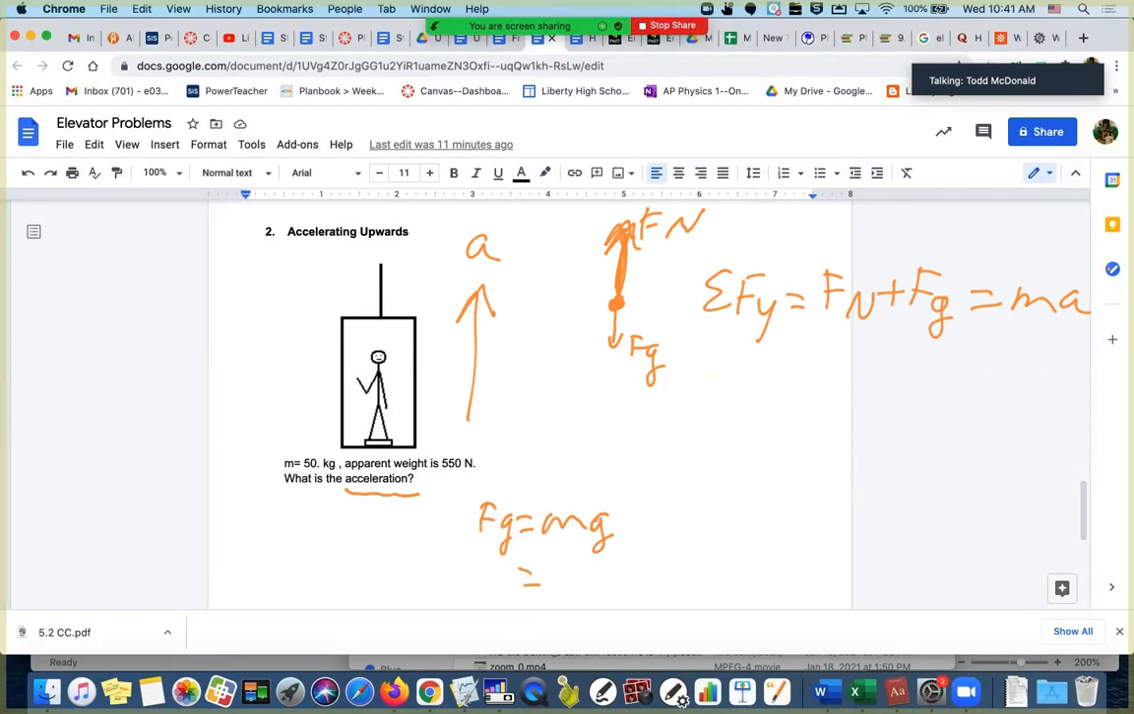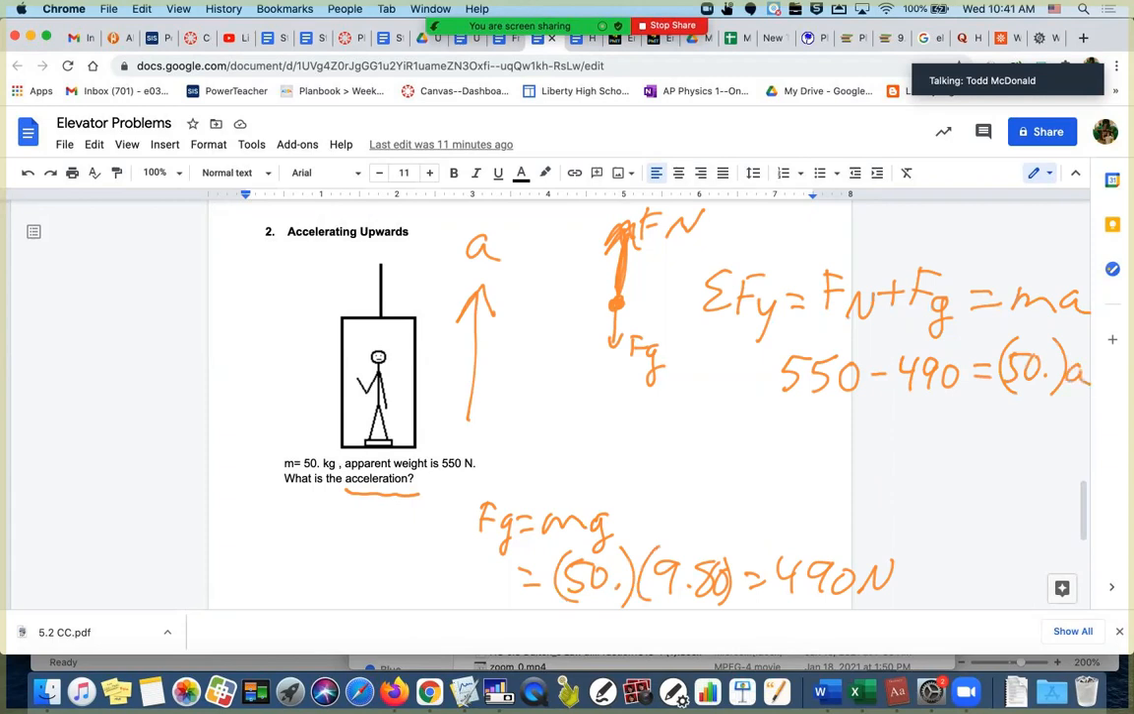Since we already did this one, 50 kilograms, 9.8. Oh, that was 490, right? On the last problem. So same weight. So we're going to plug that in. Remember, it's negative 490 because it's downward. The apparent weight is 550 because that's upward. And then we're going to set it equal to 50 times A, right?